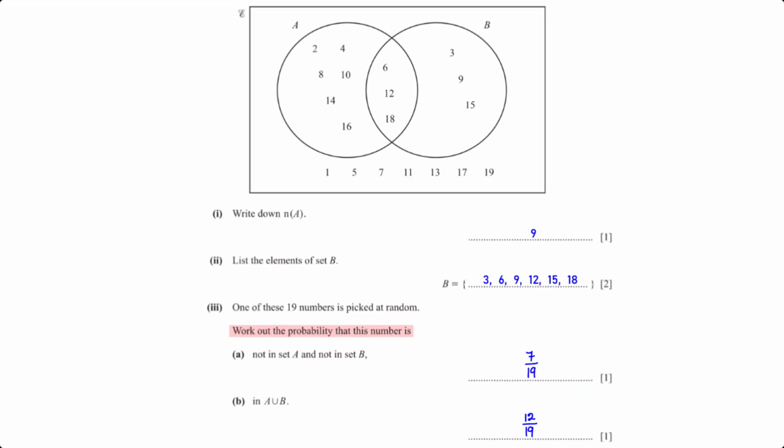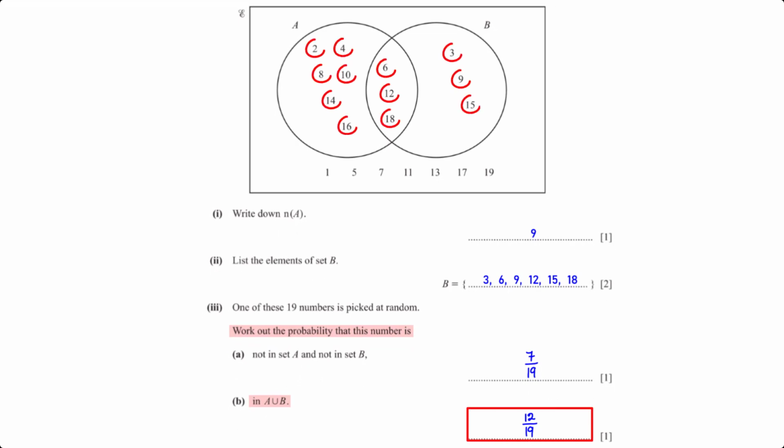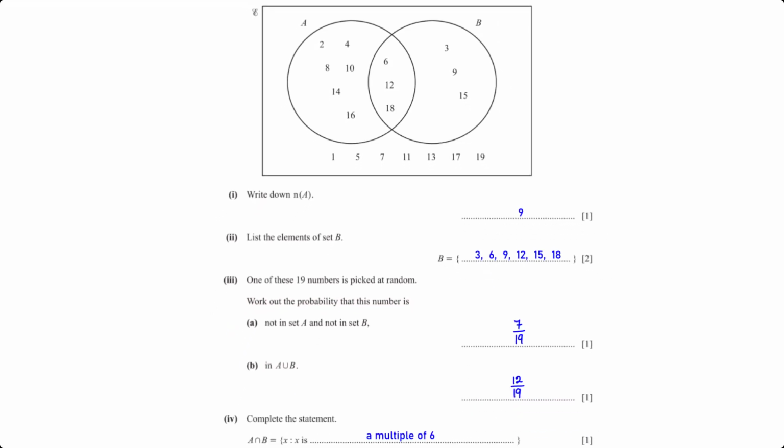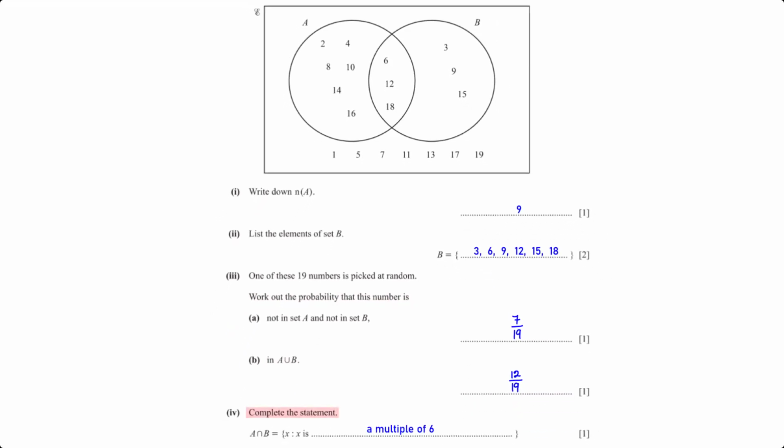Work out the probability that this number is in A union B. This probability is equal to the number of elements in A union B, which is 12, divided by the total number of elements, which is 19. Complete the statement. A intersection B is equal to x such that x is a multiple of 6.